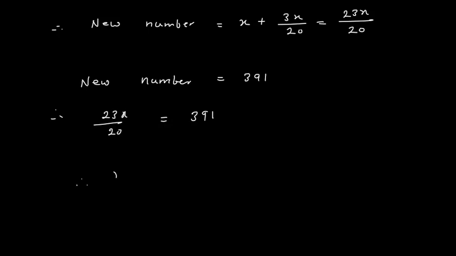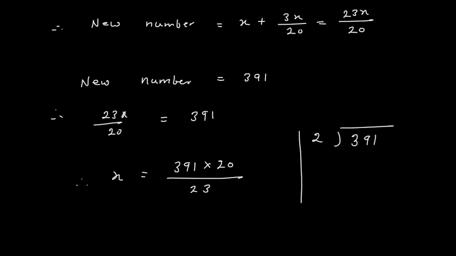Therefore x will be 391 multiplied by 20 divided by 23. So here in rough you can check by dividing 391 by 23. First I will divide the first two digits: 23 ones are 23, I get 6 as remaining, so 161. Now 3 sevens are 21, and 1 is there at the unit place. So I will check in which multiple I will get 1 at the unit place. So first I will try with 7. This is the shortcut way.